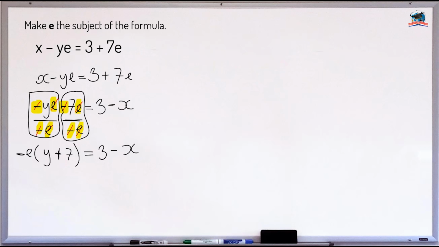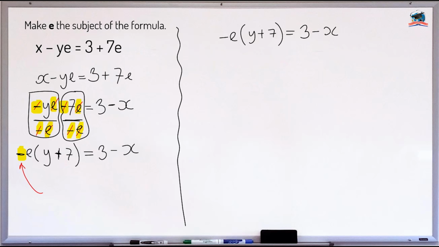Now, if we are to make e the subject, then we need to deal with this negative sign. We have to multiply both sides by negative in order to get this cancelled out. So let's move to the other side and write it out, and then multiply both sides by negative. So we have minus e open bracket y plus 7 close bracket is equal to 3 minus x. So multiply both sides by minus. How do you do that? Multiply by minus, that's one, and multiply by minus, that's two. We are multiplying both sides by minus.